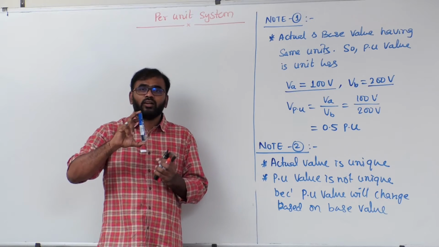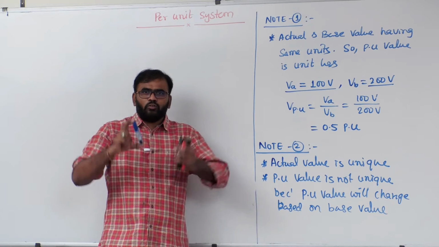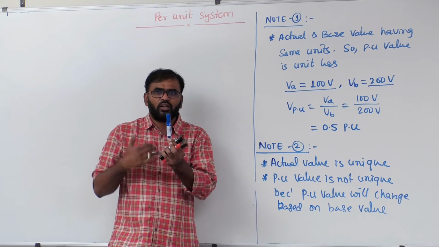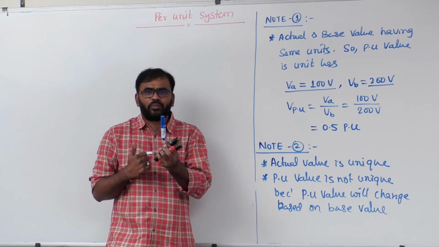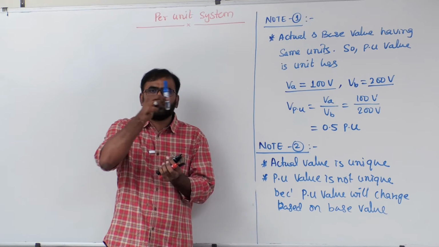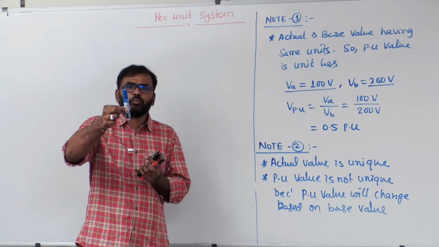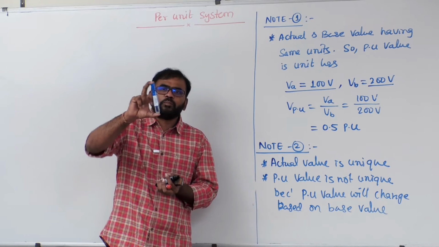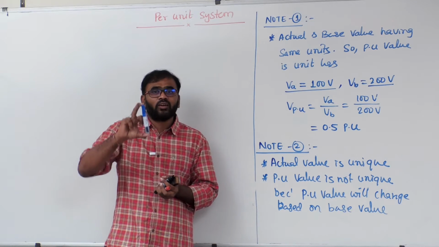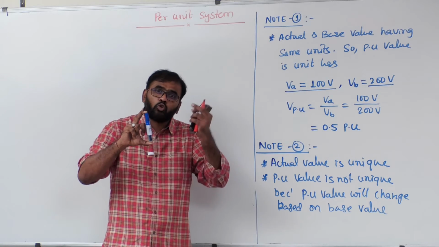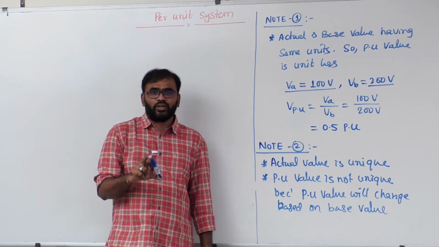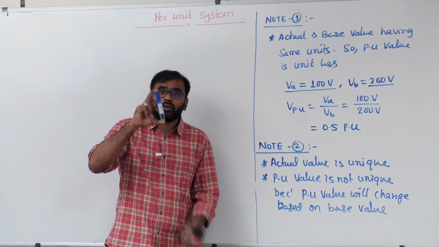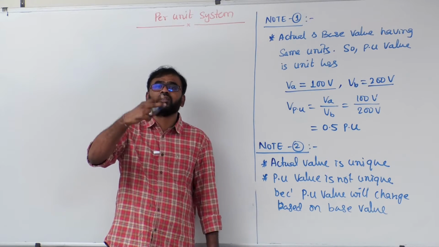Let's consider the base length. For me the base length is 10 centimeters, and the actual length is 4 centimeters. What is the per unit length? 4 centimeters by 10 centimeters, 0.4 per unit. Tomorrow Mr. Shankar came. Since he is a short man, he took the base length as 5 centimeters only. Then what is the per unit length of this pen? 4 by 5, which is 0.8 per unit. For him it is 0.8 per unit, for me it is 0.4 per unit. But what about the actual length? It remains the same, but the per unit length has changed.